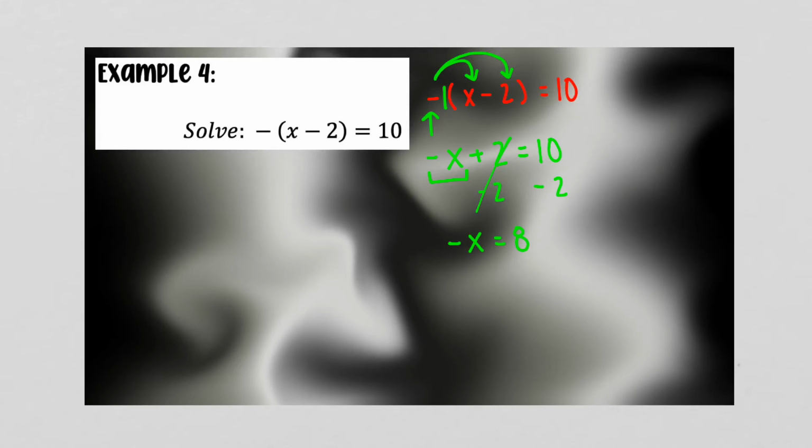But remember, for solving, your end goal is x or whatever variable equals something, a number. But I have a negative x here. You can divide by your negative 1 if you want to, but all you need to remember is you need to change the sign. So negative x becomes positive x. Since I went and changed it on the left side, I need to change it on the right side. So my positive 8 is now going to be a negative 8. So your answer for example 4 is x equals negative 8.